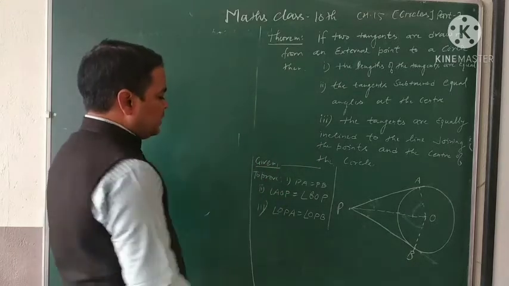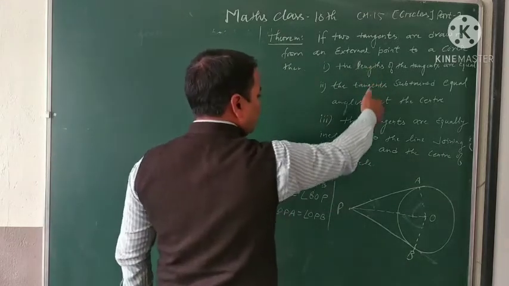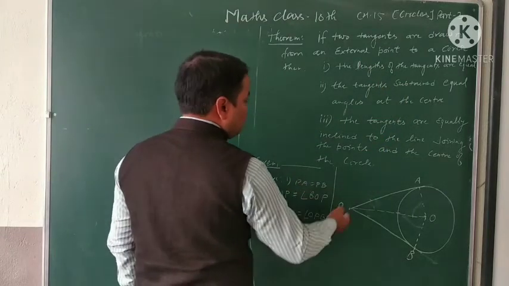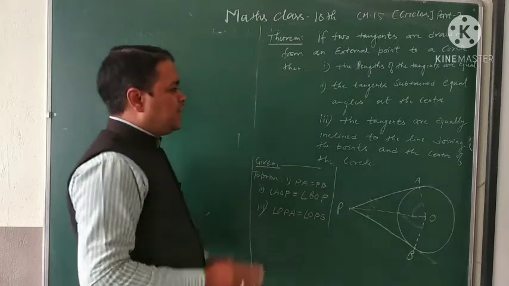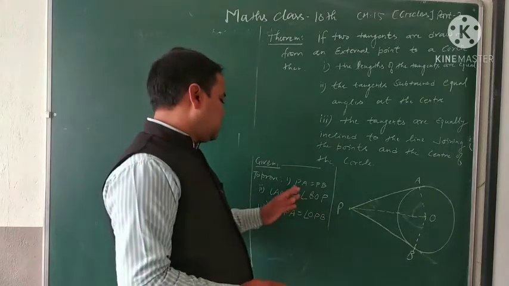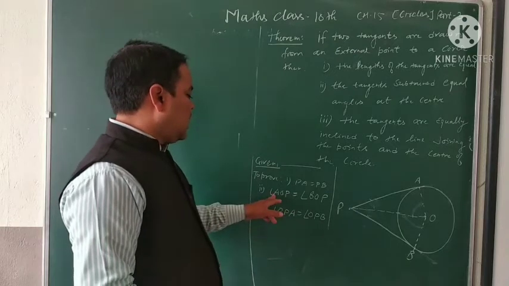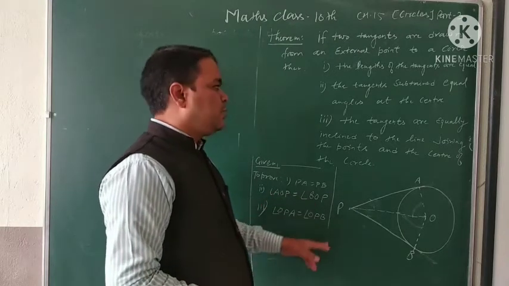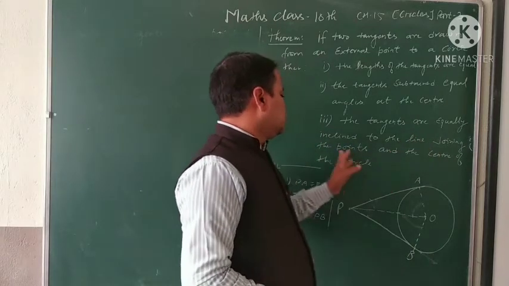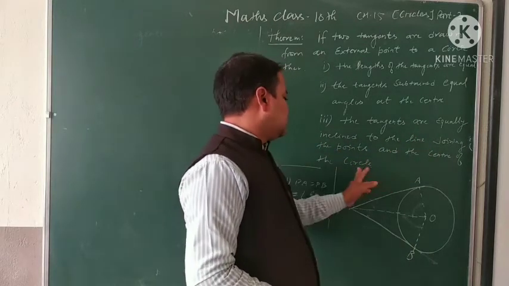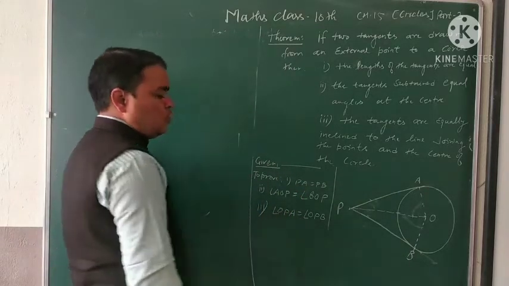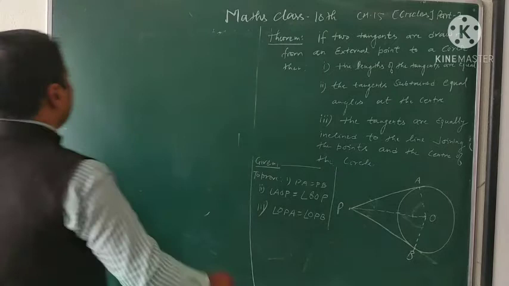And here is the mathematical form of this statement. The lengths of the tangents are equal, meaning PA is equal to PB. The tangents subtend equal angles at the center, so the mathematical form will be angle AOP is equal to angle BOP. And third, tangents are equally inclined to the line joining the external point and the center of the circle, which means we have to prove that angle OPA is equal to angle OPB. So how do we prove it?